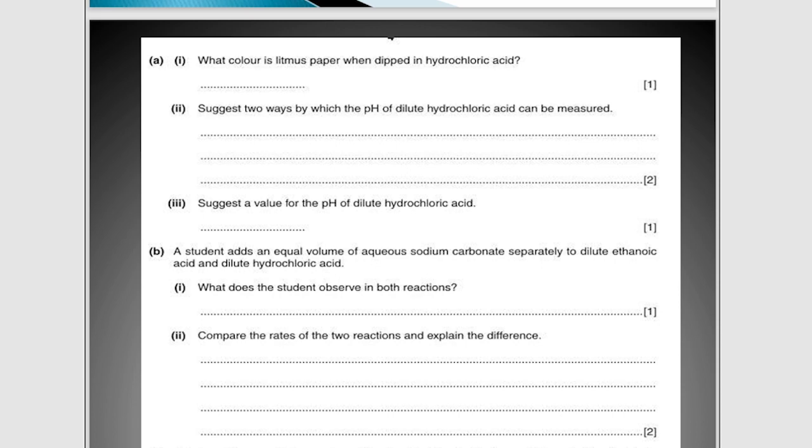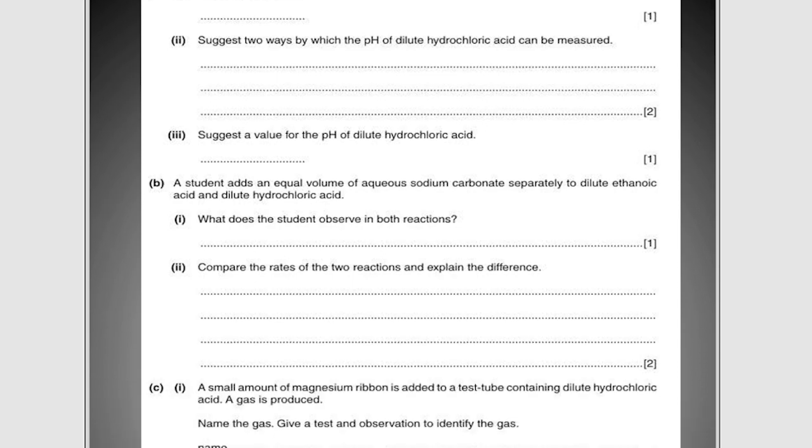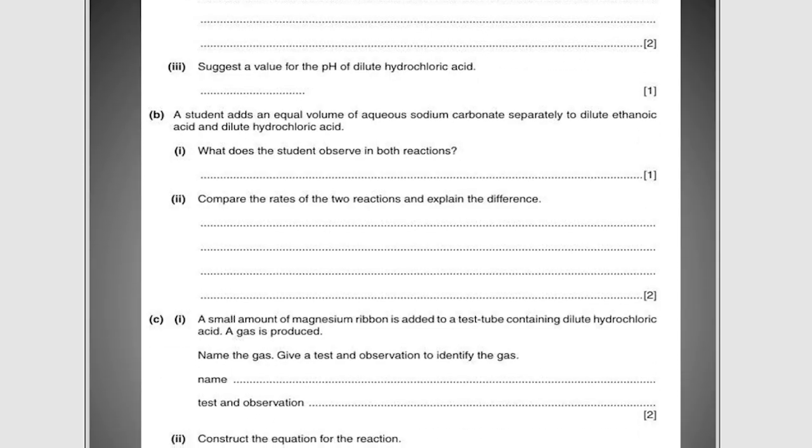What does a student observe in both reactions? Compare the rate of reactions and explain differences. So whenever we are going to talk about the observation, what we will see. Ethanoic acid is a weak acid, so whenever we add sodium carbonate to it, it will dissolve more slowly. Less fizzing or effervescence will be observed.